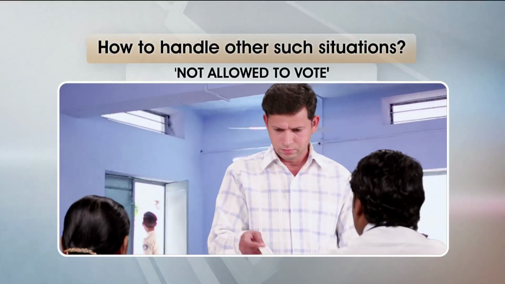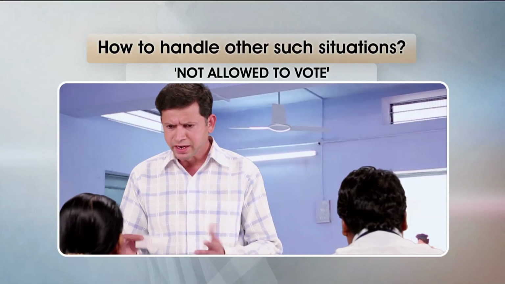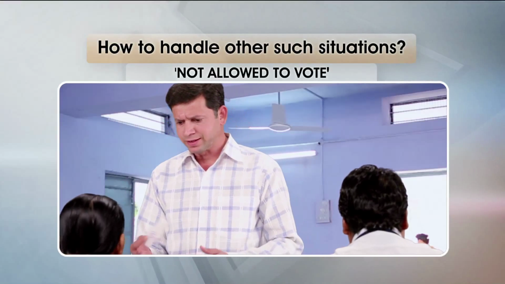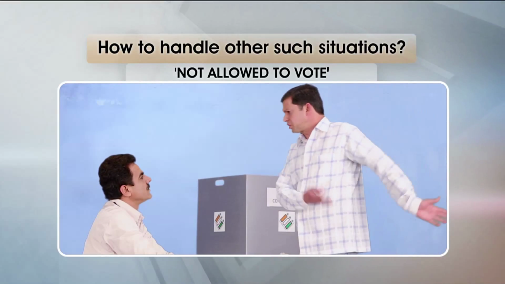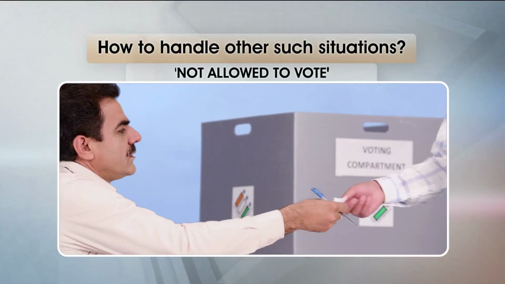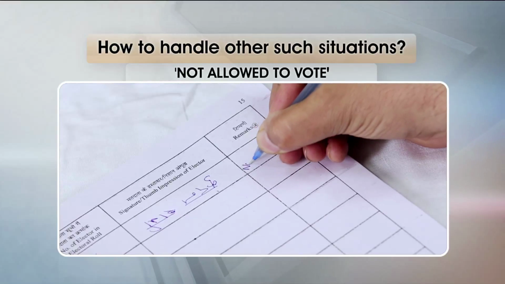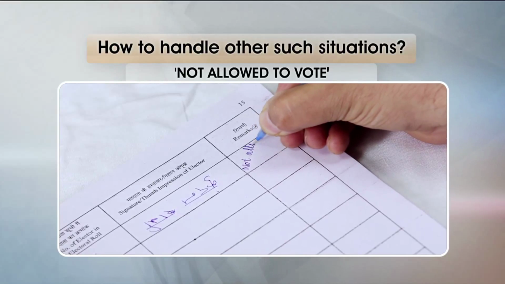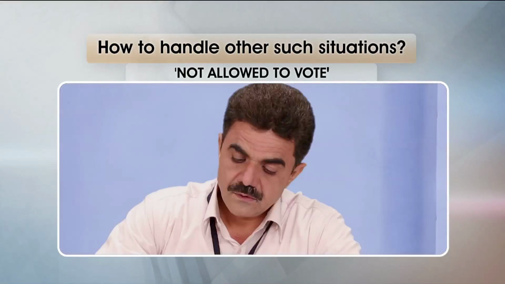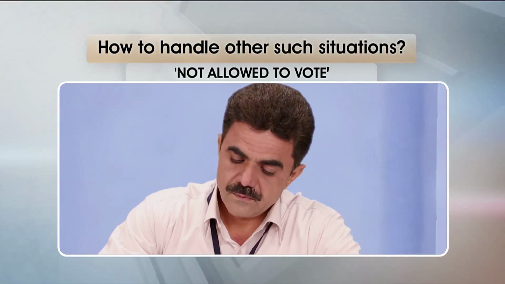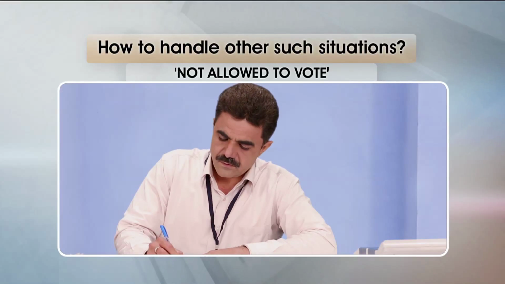Firstly, if a voter refuses to observe the scheduled voting procedure or violates the secrecy of voting, even after being warned by you, take back his slip and do not allow him to vote. Put the comment "Not allowed to vote" in the remarks column in the Register of Voters or Form 17A. Put your full signature below the entry. Also make an entry in this regard in the presiding officer's diary.